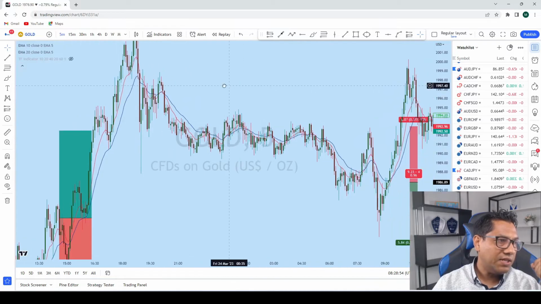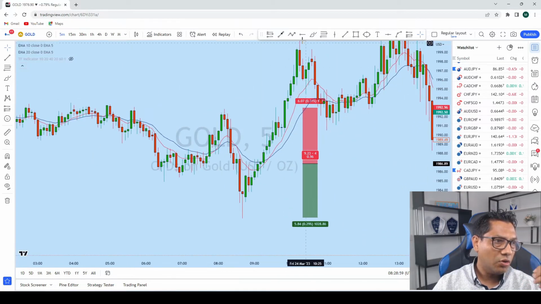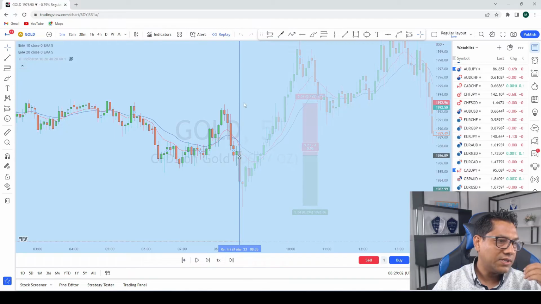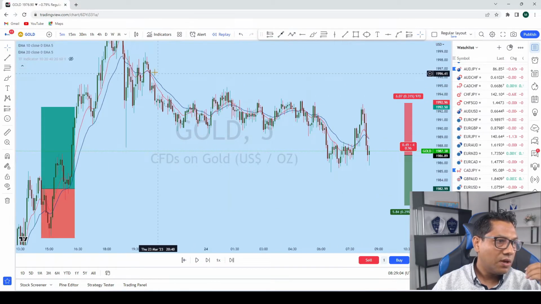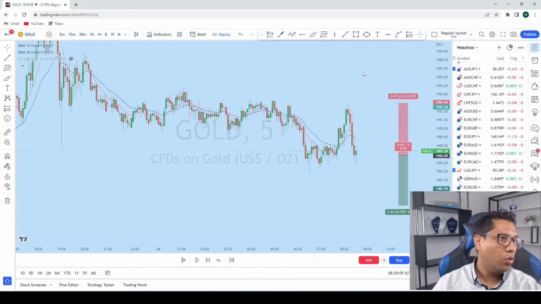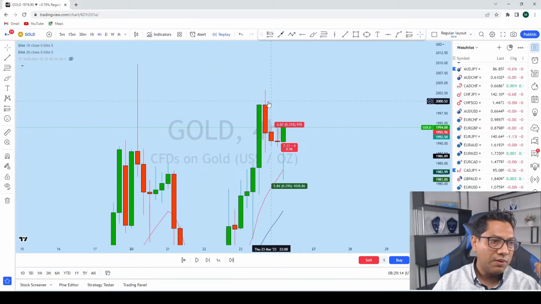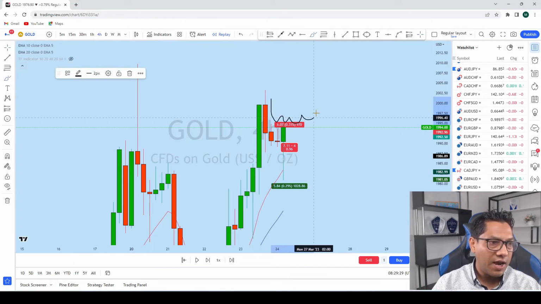Now as you can see, this is the 5-minute chart. If I replay this chart, you can see that this market was consolidating sideways for a very long time. If you look at the 4-hour, you can see that for almost 3 sessions the market was consolidating in that zone, and there is no way to take any kind of swing trade on the 4-hour in that zone, because the market is sideways.